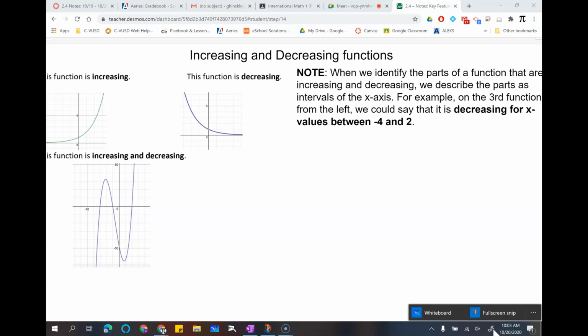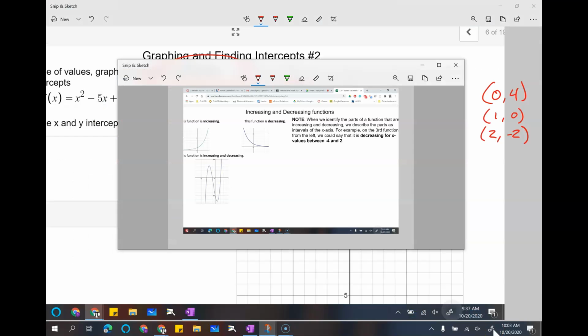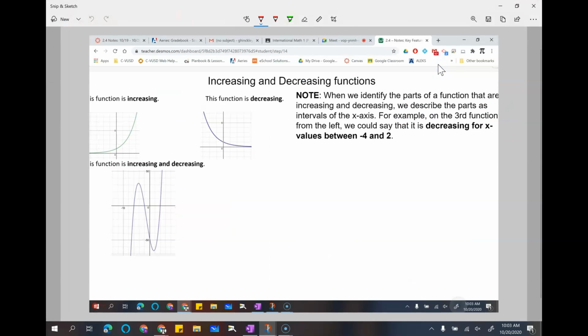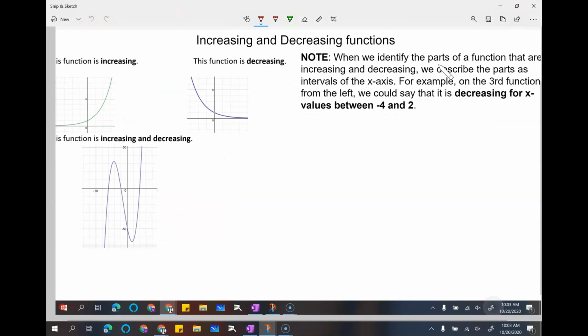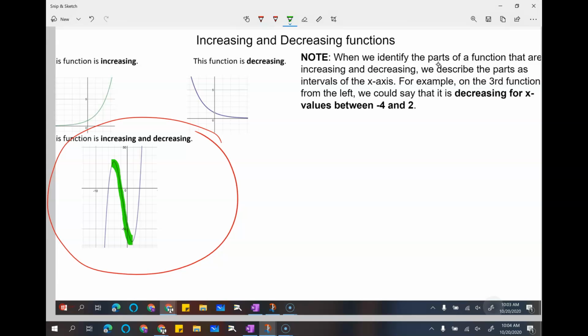So let me just go over that just a little bit more clearly here. So if you're looking in the Google Meet, that would be helpful. So we see on the third function, so when I'm saying third function, I'm looking at this one. I know it's a little bit hard to see on your screen, but we have this section right here that is decreasing. We are going down. So that's our decreasing section.